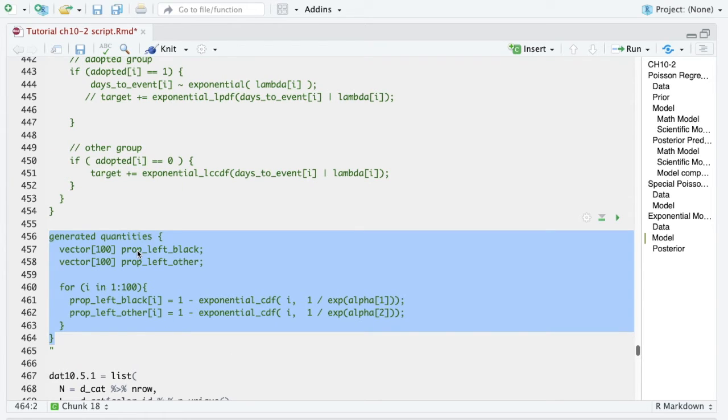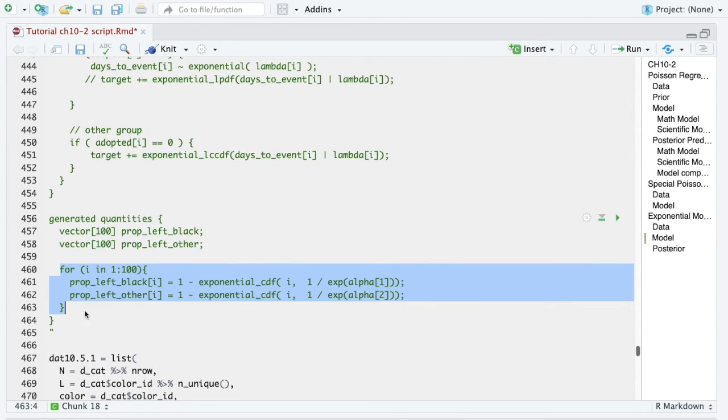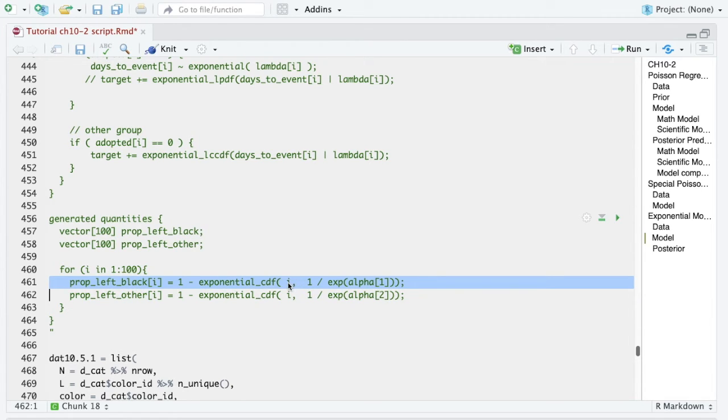In the generated quantities block, we make our predictions. However, here we do not make our predictions using the exponential distribution. Instead, we want to make the prediction for the proportion of cats left in the shelter for cats in different colors. So the for loop for i from 1 to 100 means from day 1 to day 100. And what is the proportion of the cats that will be left in the shelter in these 100 days?